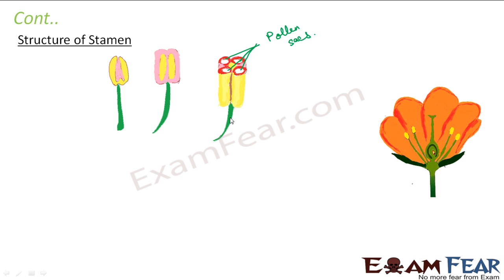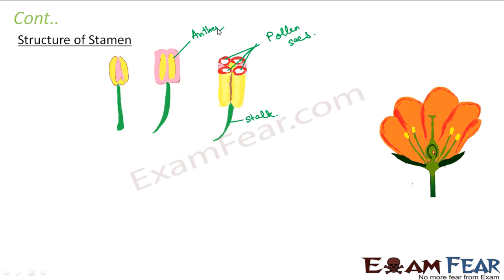Besides that, you have this tube-like axis which is known as the stalk. This is the stalk of the stamen, and this portion is known as anther. If you look at this structure, you see there are two lobes. These two lobes are known as anther. So the stamen basically has two parts, stalk and the anther. The stalk is the tube-like structure and the anther is the lobe-like structure which is present above the stalk.